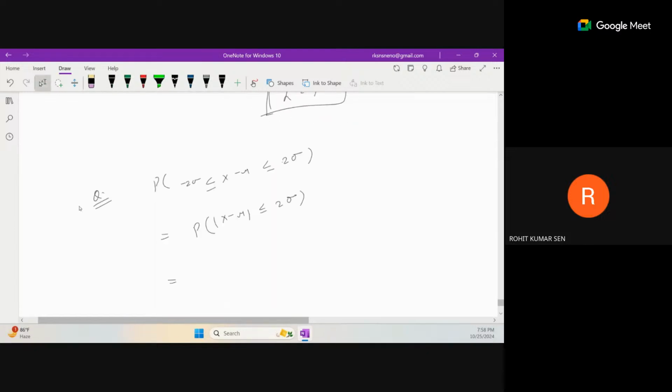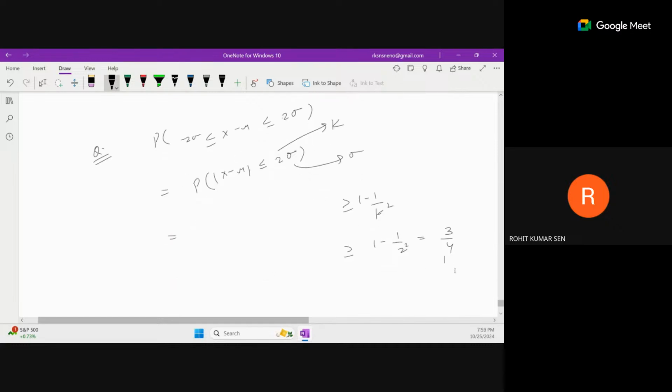Now you just need to apply the Chebyshev inequality, which will make it 1 minus 1 by k square. This is my k and this is my sigma. Right? So what is my value of k? 2. So it will be 1 minus 1 by 4, which will be 3 by 4. So my answer will be 0.75. So I am just using Chebyshev inequality here.